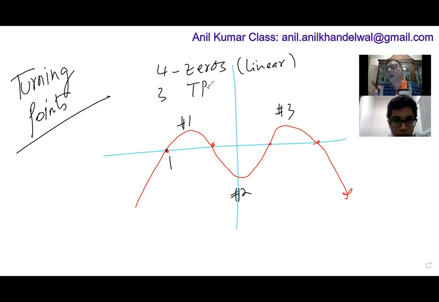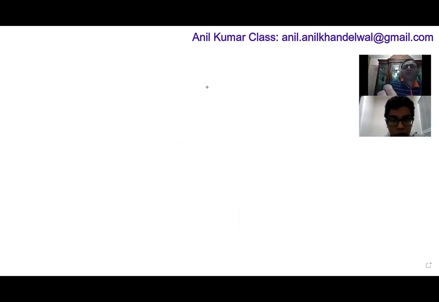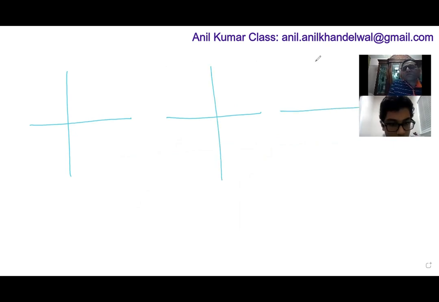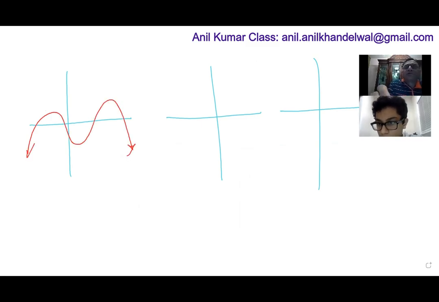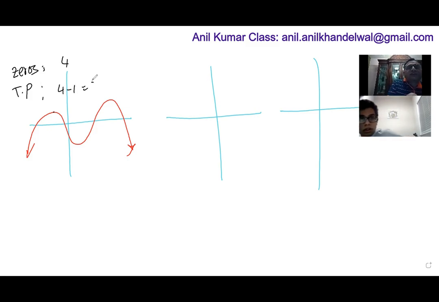Now think like this. If all the zeros are not linear, then what happens? Let's clear this and make it smaller. We have taken one example where we have linear zeros, right? So let's write how many zeros we have and how many turning points. You have 4, and we are saying multiplicity of 1, we are not writing anything. The turning points is 4 minus 1, which is 3. Does it make sense?